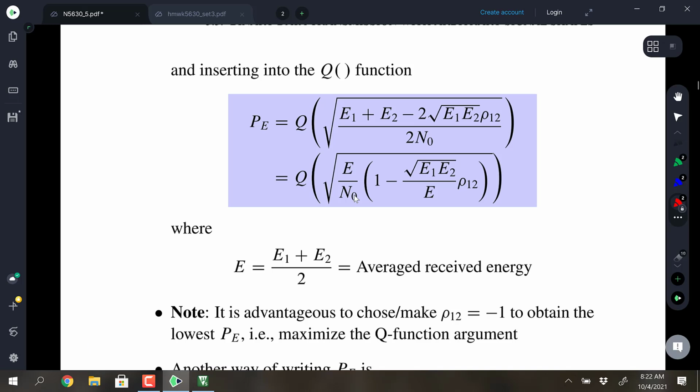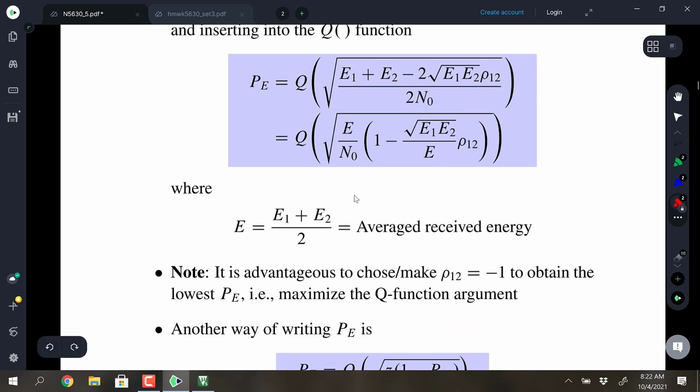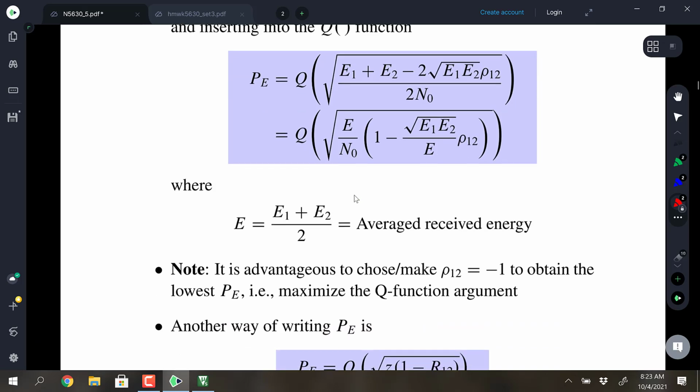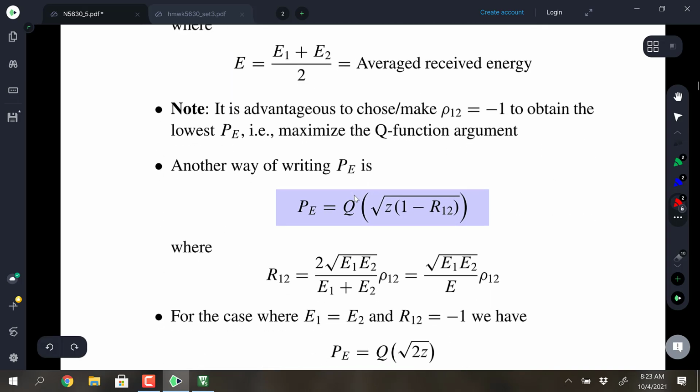This just puts it back into the Q function using that correlation coefficient, and then it further defines E as the average received energy per bit, assuming that you might choose to use different energy levels for the two pulse shapes. And then the statement that it would be advantageous if we could make the correlation coefficient equal -1, so we could obtain the maximum Q function argument and the minimum error probability.